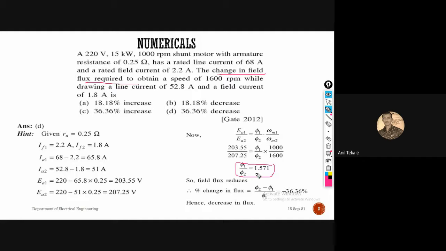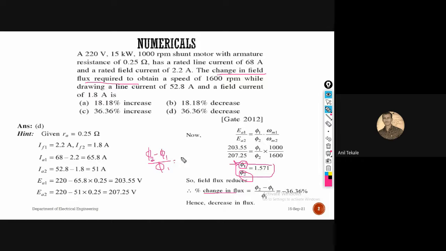Now the question is the change in field flux required. So we have to calculate the change in flux required, the percentage change in flux. Suppose the first flux is phi1 and the other flux is phi2. How will we calculate the change? New minus previous, new minus old, that is phi2 minus phi1 divided by the old one, that is phi1.